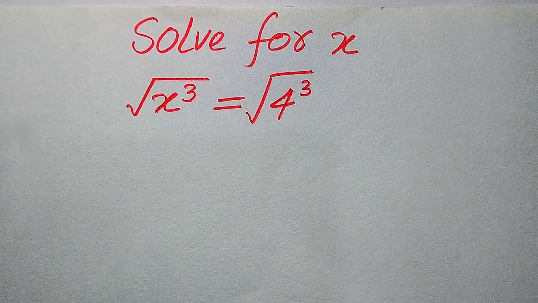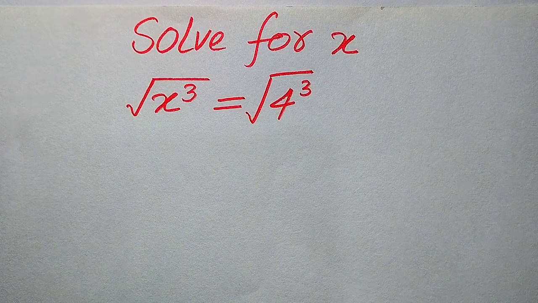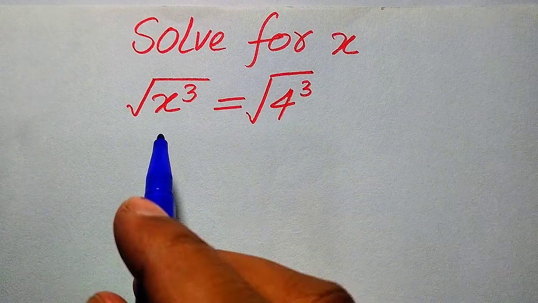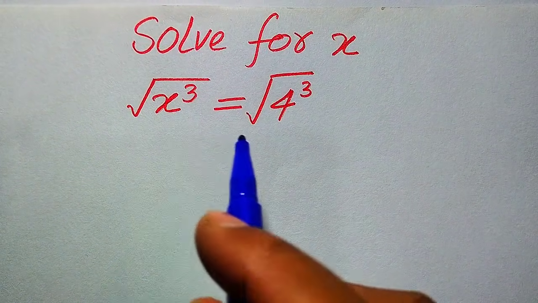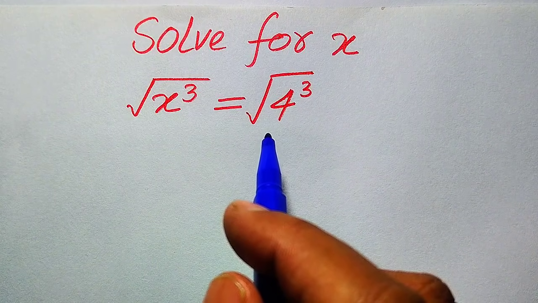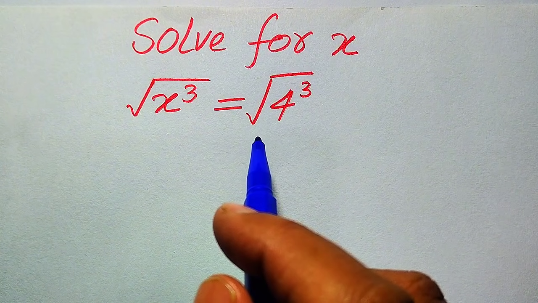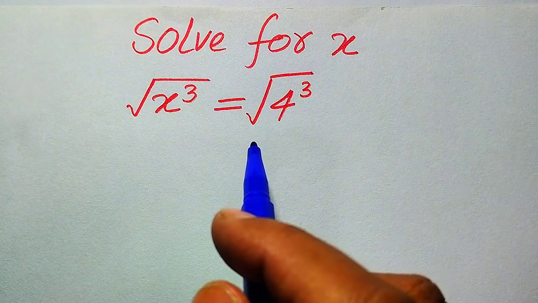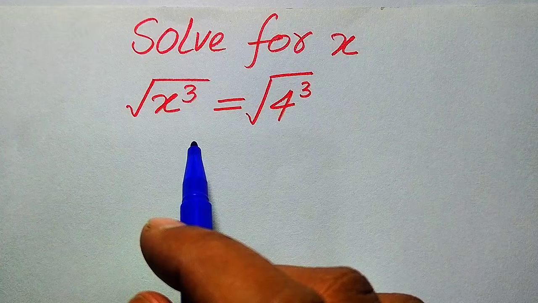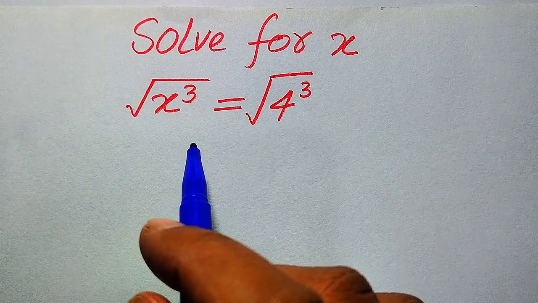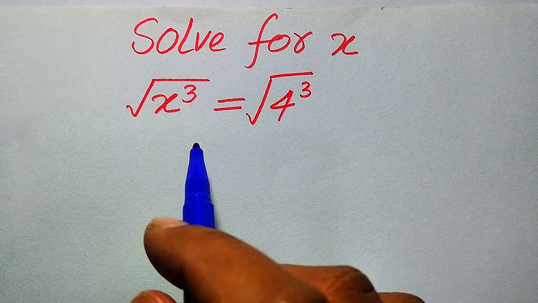Hello everyone, how to solve this problem for the values of x if we have the square root of x cubed equals the square root of 4 cubed, and we solve this problem for all the values of x. Here you see that this is a cubic equation. It means that this equation has 3 roots or less than or equal to 3 roots, so we need to find all those roots.